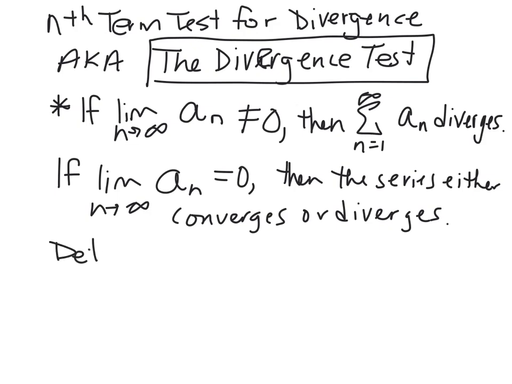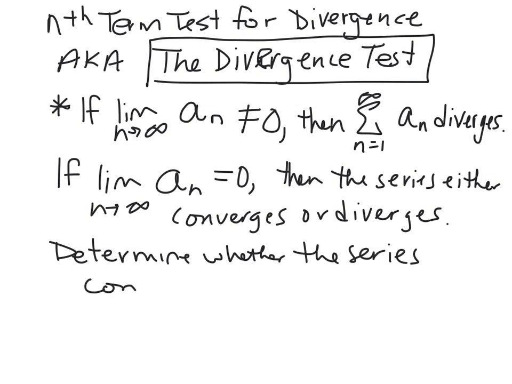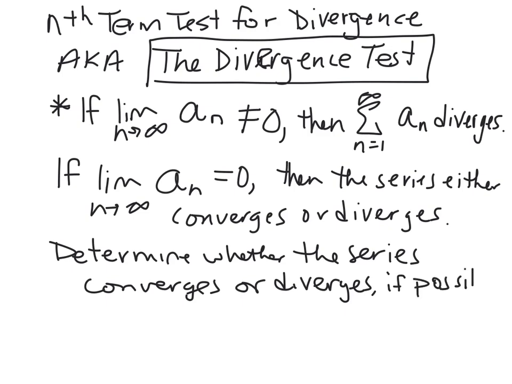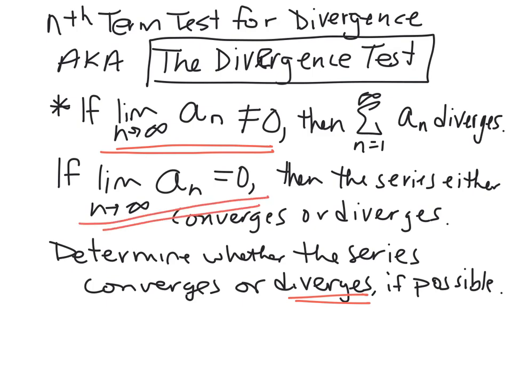So on these problems, they'll say, determine whether the series converges or diverges, if possible. Because if the limit is not equal to 0, then we're going to be able to say, yes, it's diverging. But if the limit does equal 0, then we can't say converges or diverges, neither one. You cannot use the divergence test to determine that a series converges. It's impossible. It's either it diverges or we don't know. So let's try one of these.